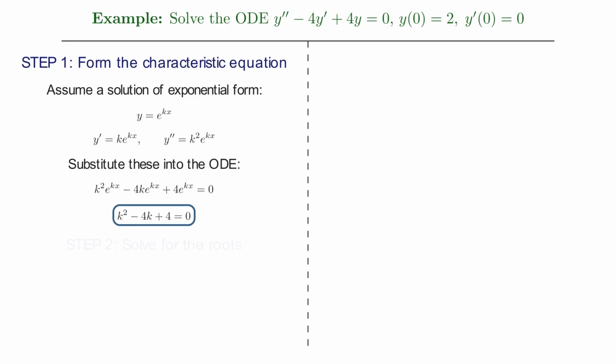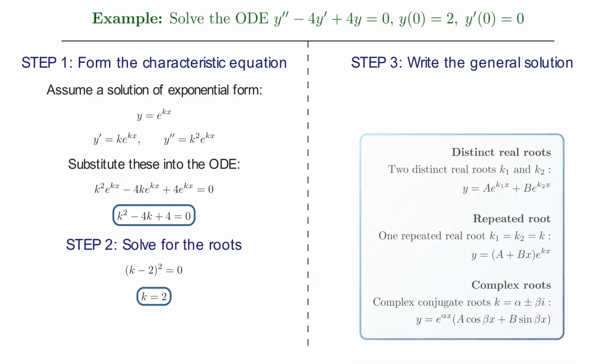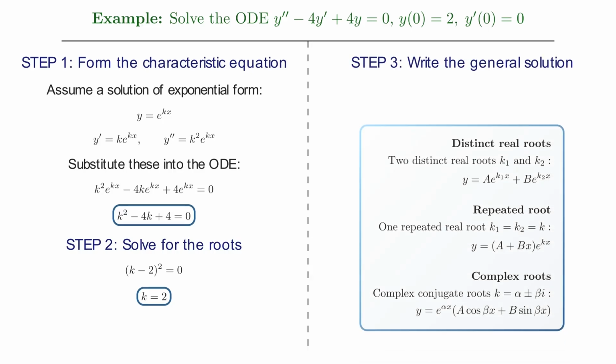So solving the characteristic equation, in this case we can factorize as (k - 2)^2 = 0. Solving this, we get that k is equal to 2. So using the table, we're in the case where we have a repeated real root. We can see that the general solution is of the form y = (a + bx) e^(kx). In this case, k is equal to 2, and that gives us our general solution, y = (a + bx) e^(2x).